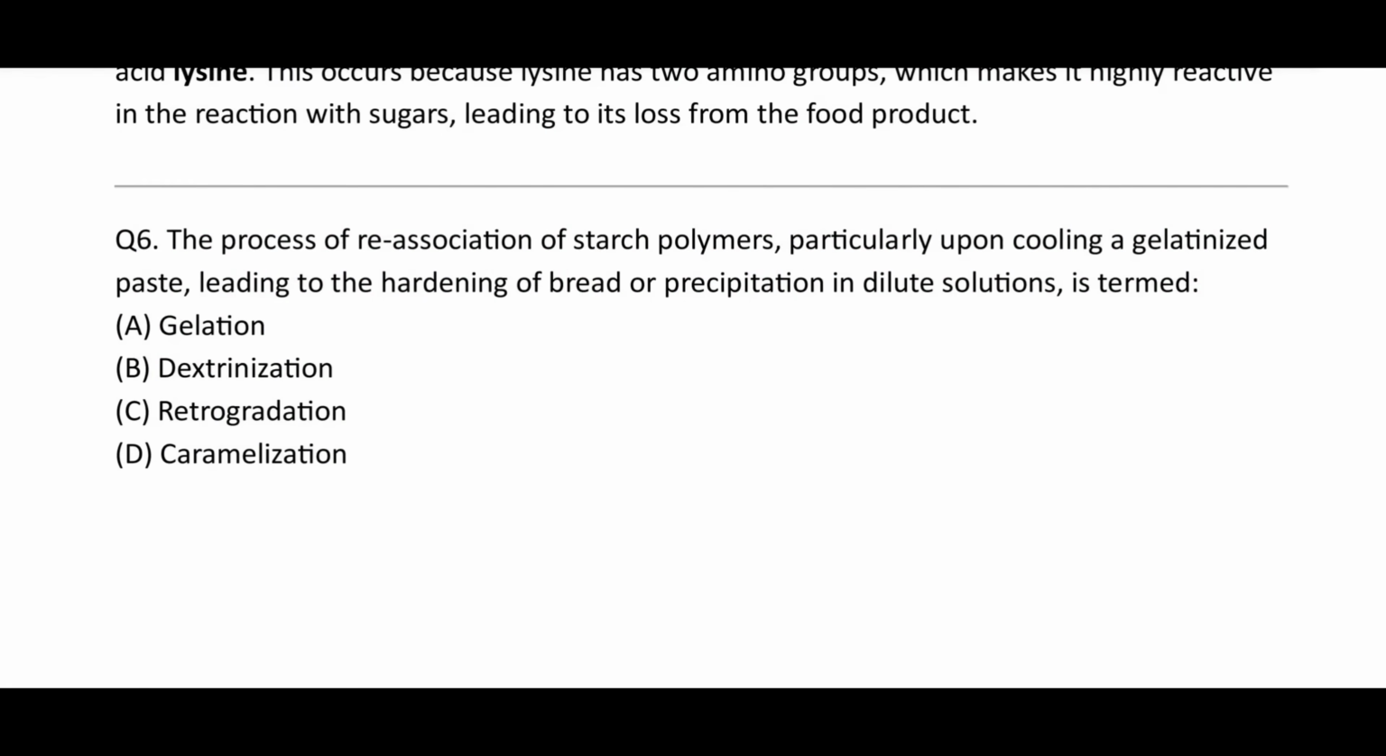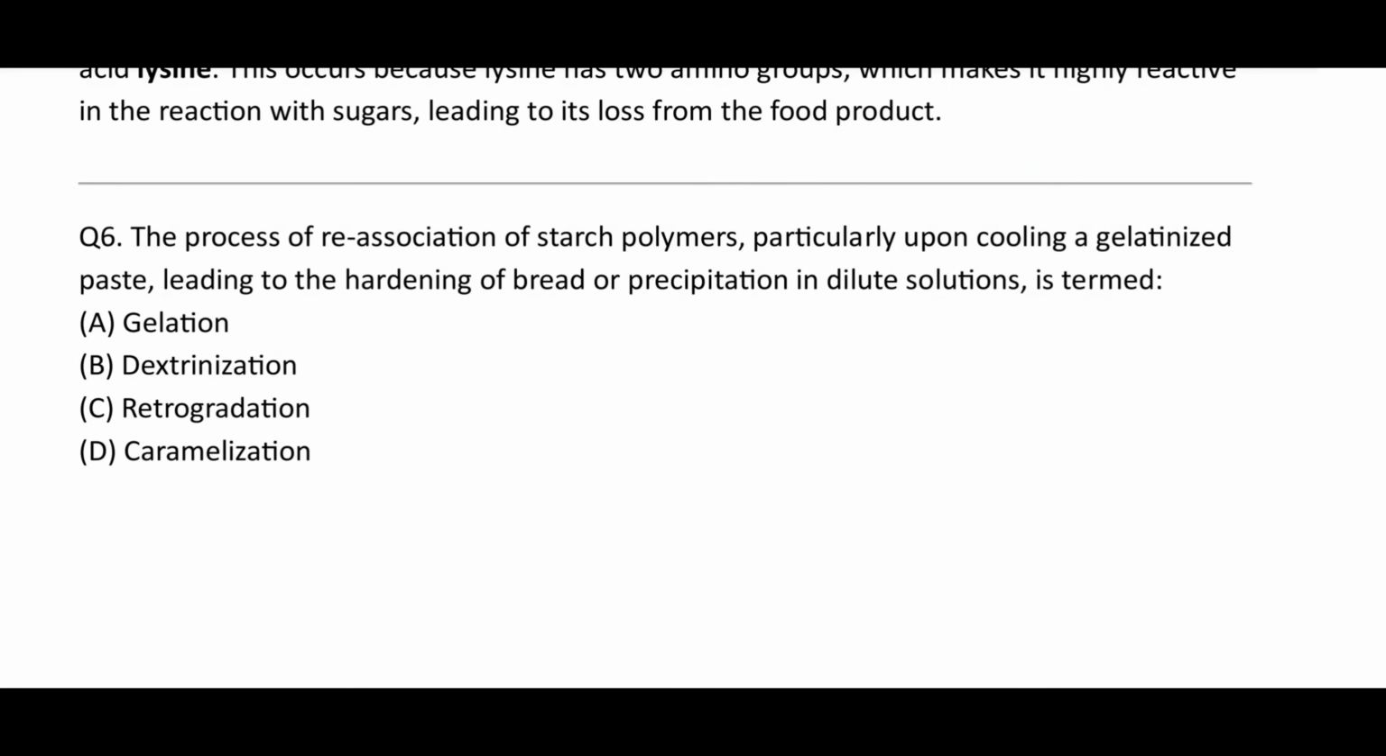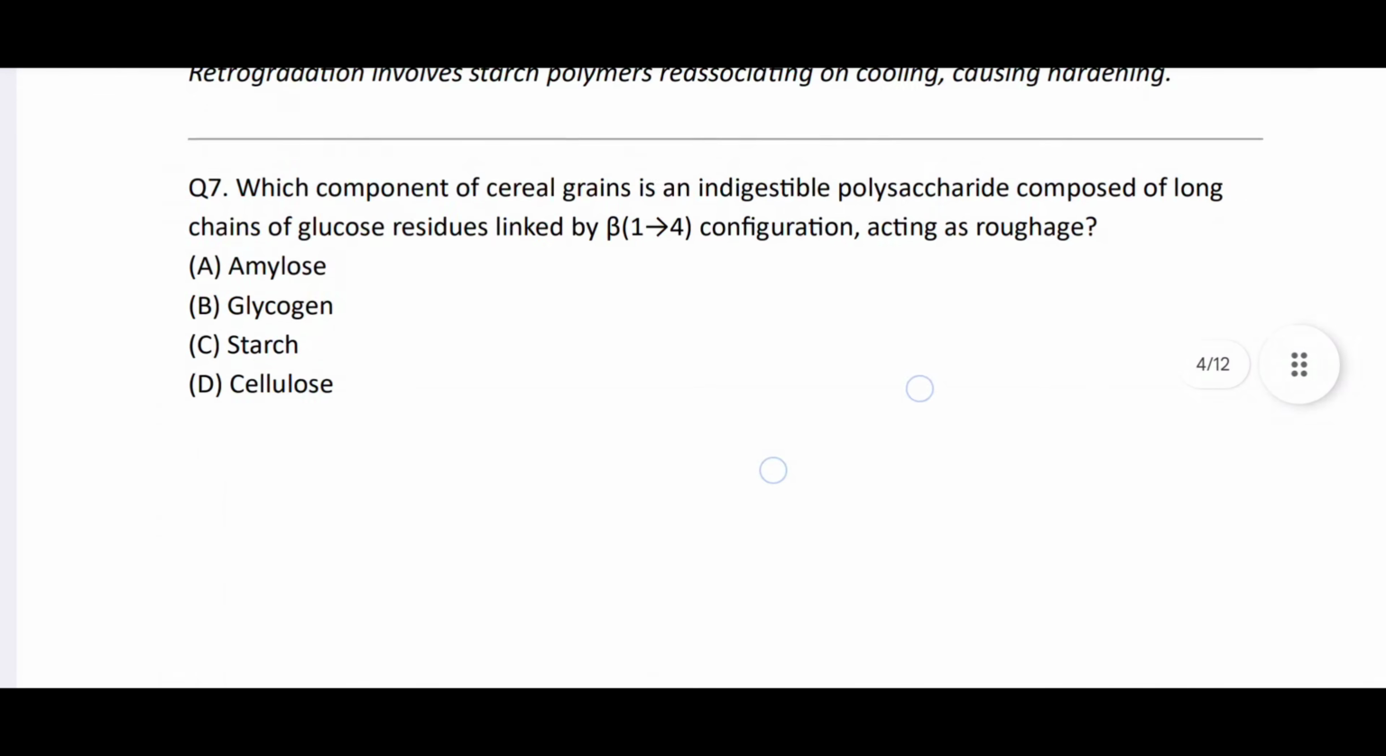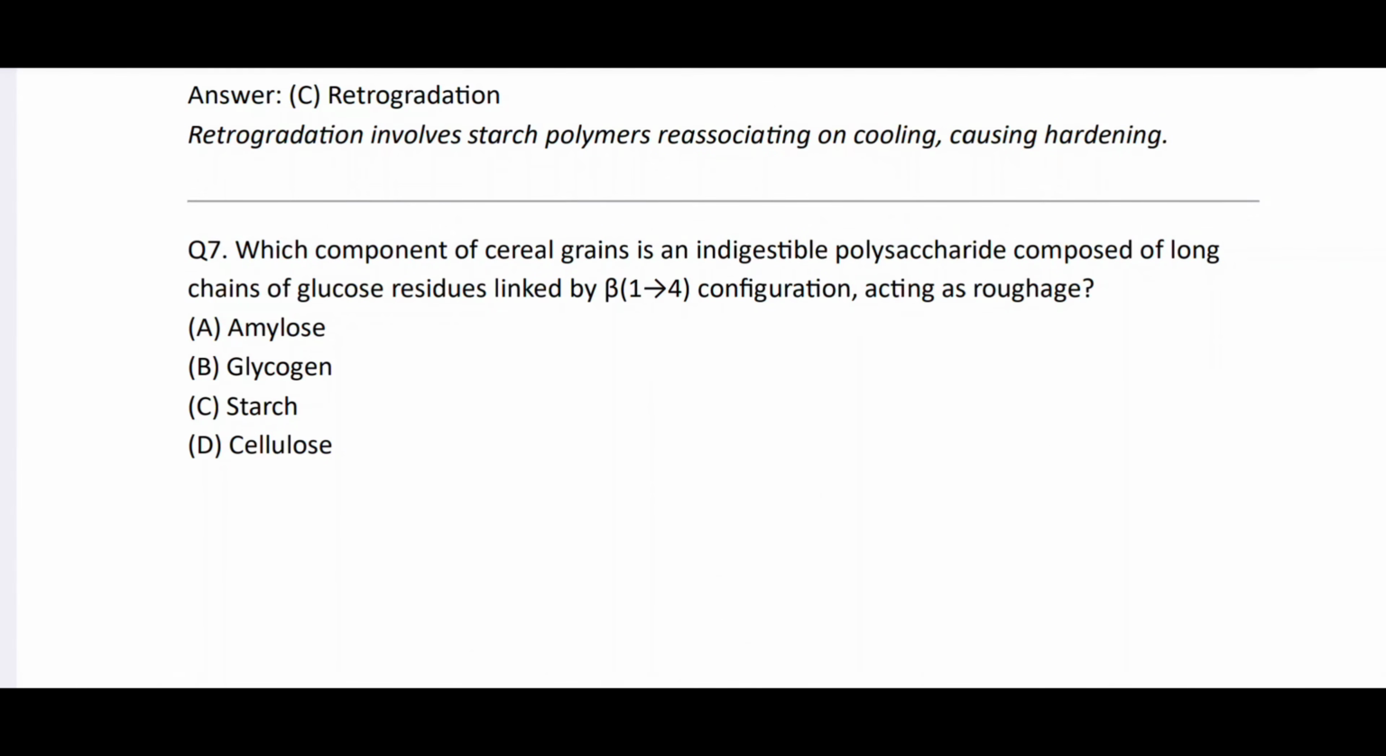So the next question is, the process of reassociation of starch polymers, particularly upon cooling a gelatinized paste, leading to the hardening of bread or precipitation in dilute solutions, is termed as, and that process is called as option number C, which is retrogradation.